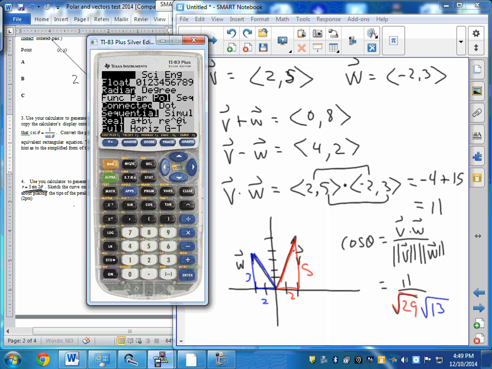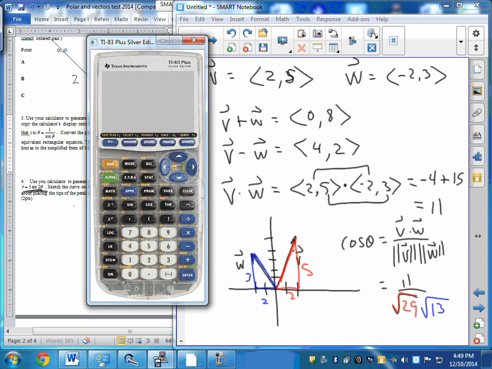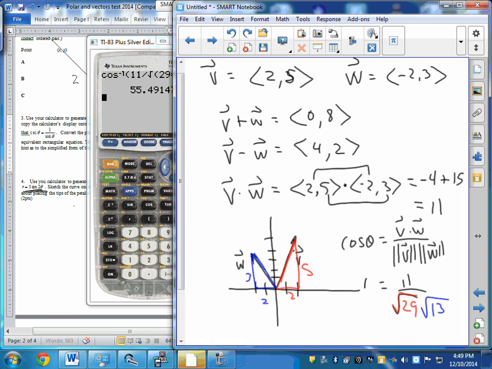For this one, I'll go to degree mode. I like to think in degrees, but if you want to do it in radians, that's perfectly okay. So cosine inverse of 11 divided by square root of 29 times 13. Okay, so 55 degrees, 55.491. So theta, and this is the cosine of theta, so theta is 55.491 degrees.